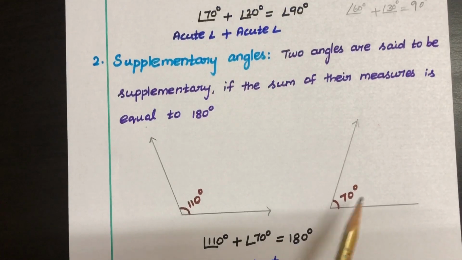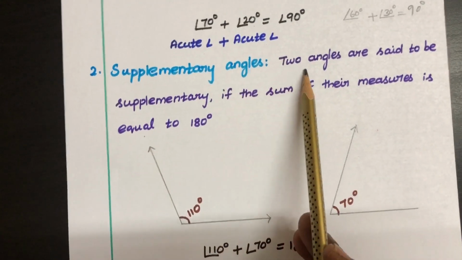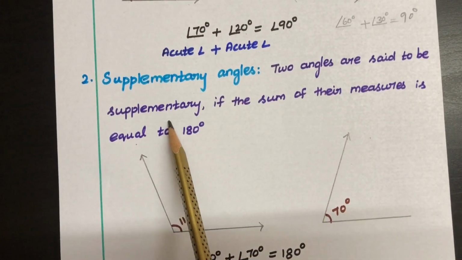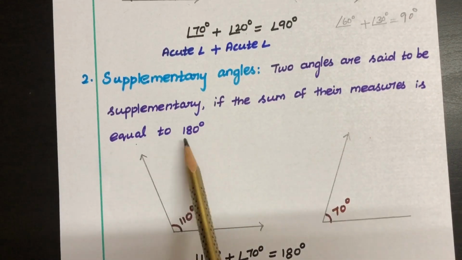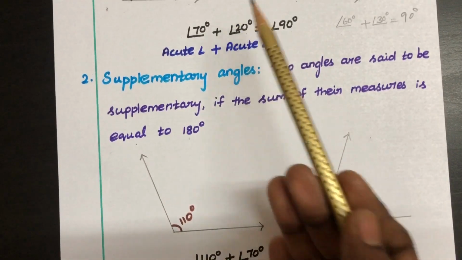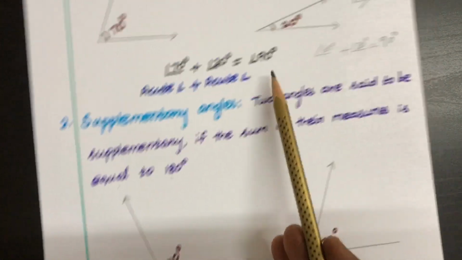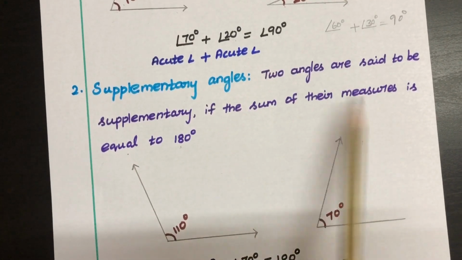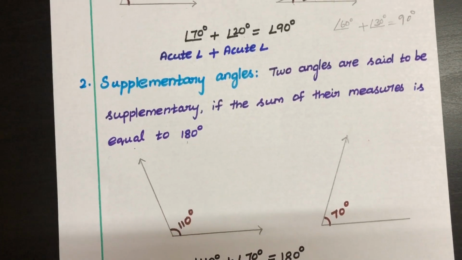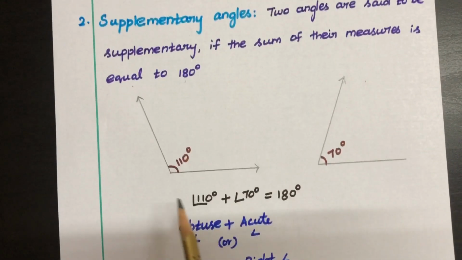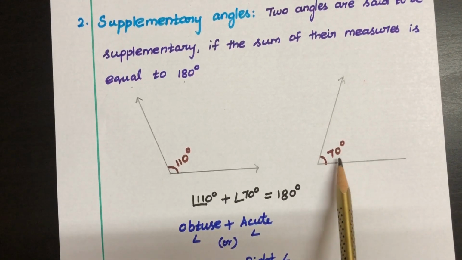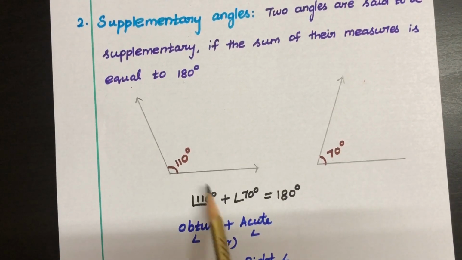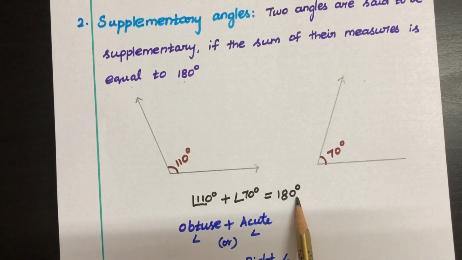Next, supplementary angles. Two angles are said to be supplementary if the sum of their measure is equal to 180 degree. See, complementary means sum of the measure should be 90 degree. Supplementary means the sum of the measures should be 180 degree. That's all. This is the difference between the two things. See here, 110 degree. Here we have taken 70 degree. If you add both the measures, we will get 180 degree.